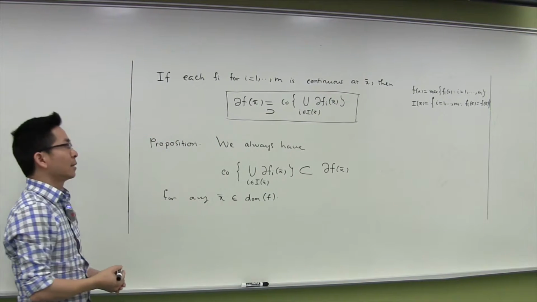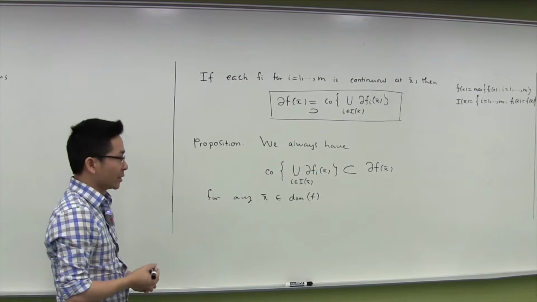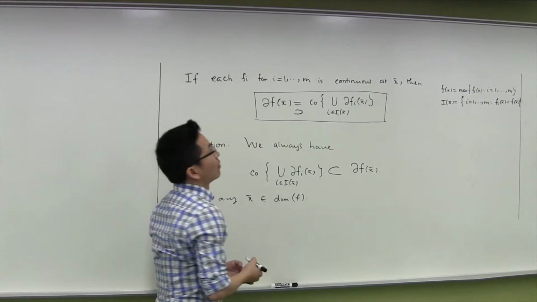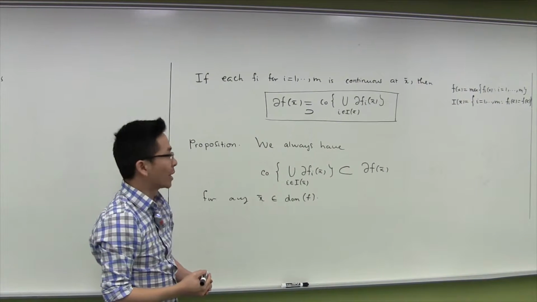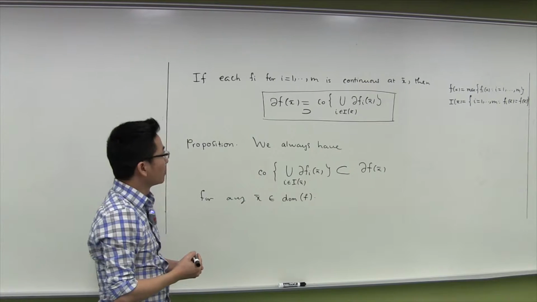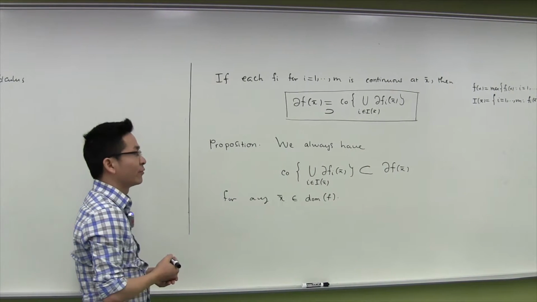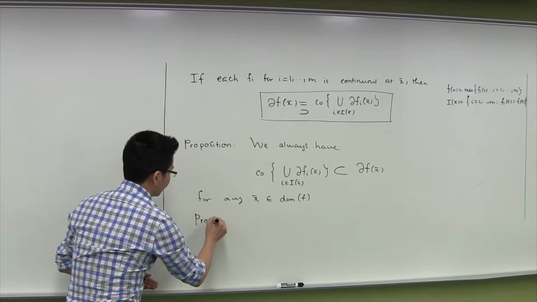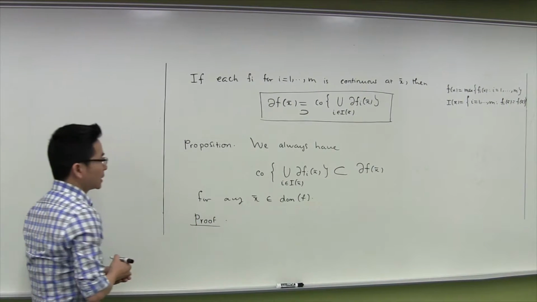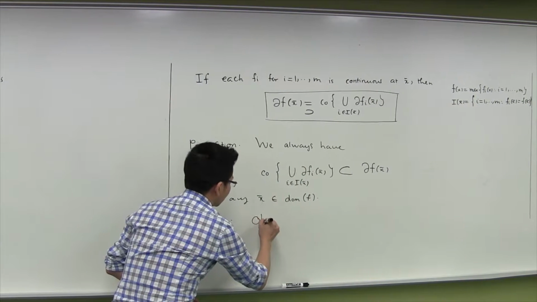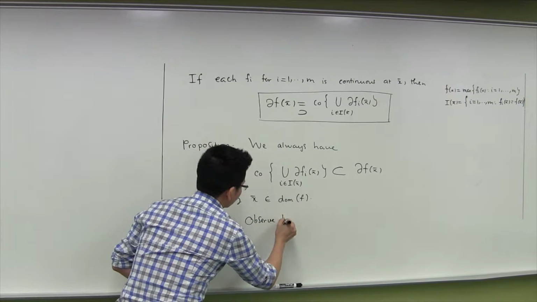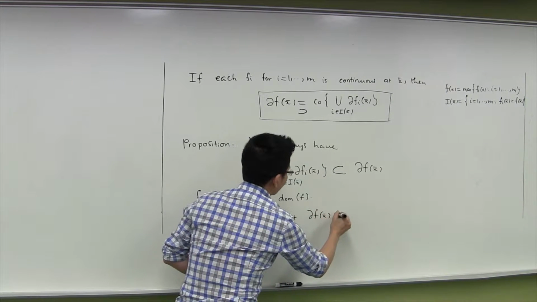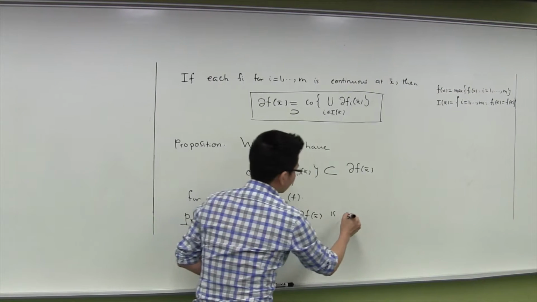Again, in this proposition, we do not assume the continuity of fi for i from 1 to n. So the proof of this inclusion is very simple. So I'm going to go ahead and give the proof. Observe that the subdifferential of f at x bar is a convex set.